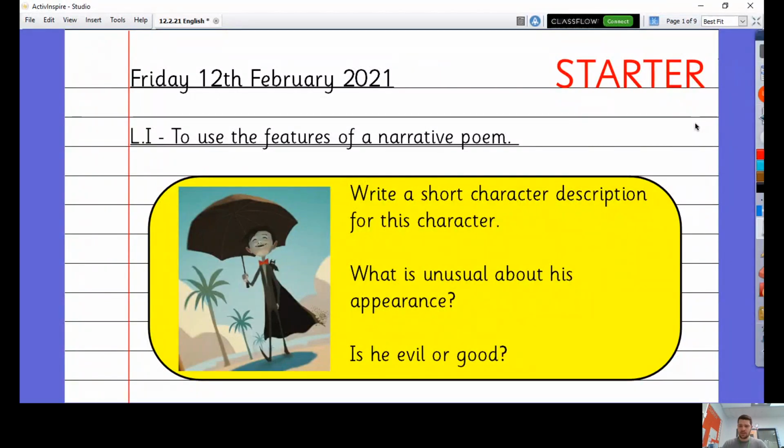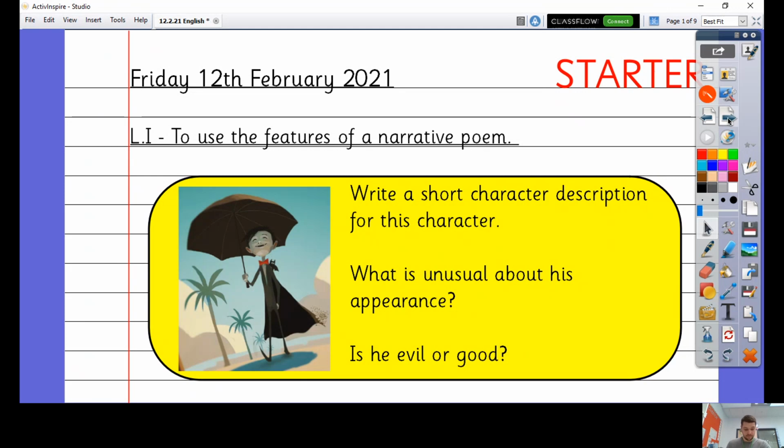As a starter, can you write a short character description for this character? What is unusual about his appearance, particularly in the location where it is? Is he evil or good? He's dressed like he might be evil, but he's got a smile on his face which isn't particularly sinister. How about the bat? Is the bat his pet? Is it his friend? Does he know the bat is there on his shoulder? Once you've done that, rejoin me for the next slide.